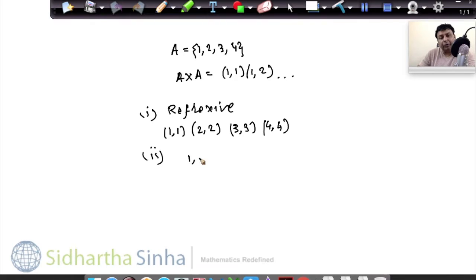If you have points 1 comma 2 and 2 comma 1 is also present there for all pairs, if I have 4 comma 1 and even 1 comma 4 is present, all the points like that, then it is symmetric.